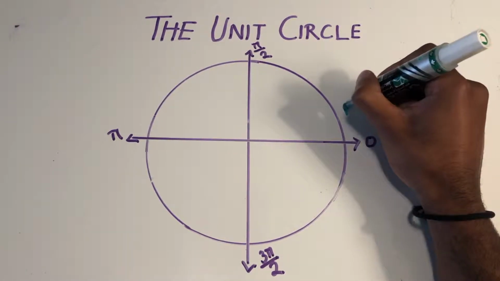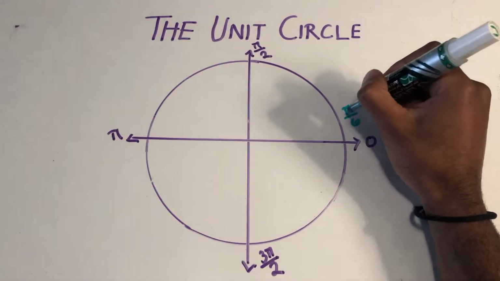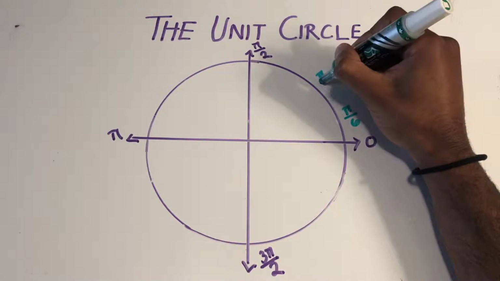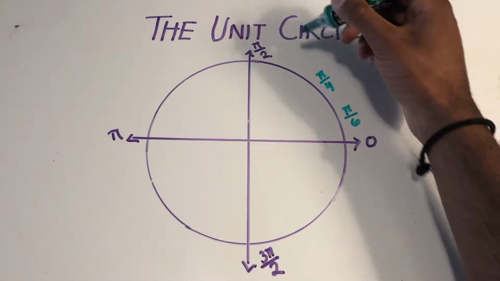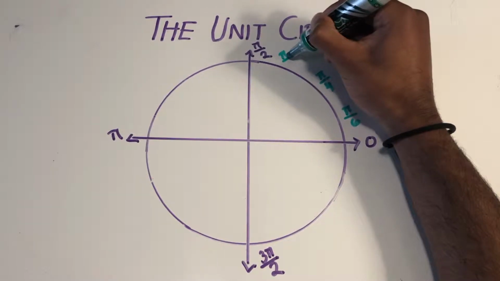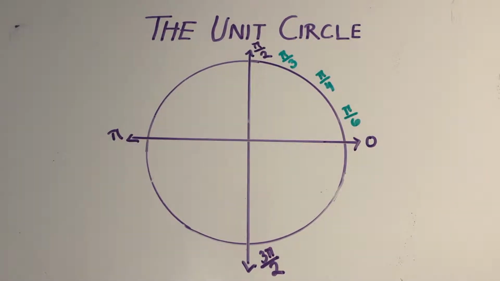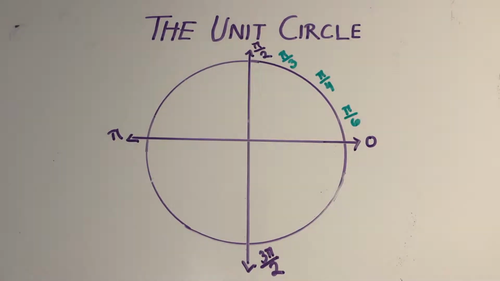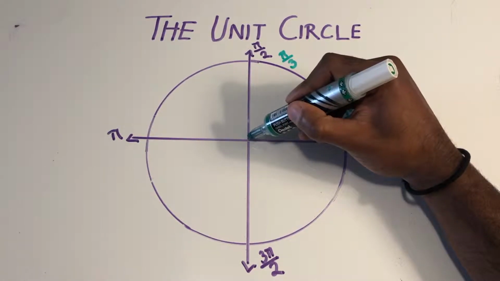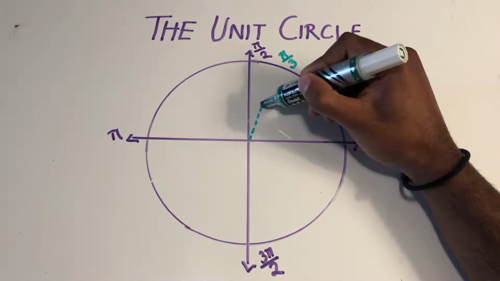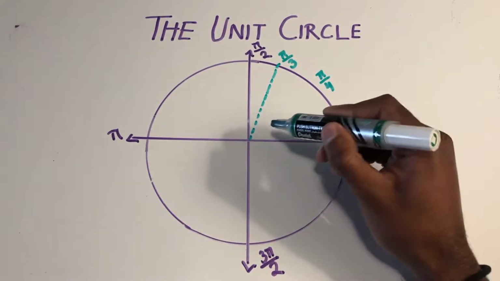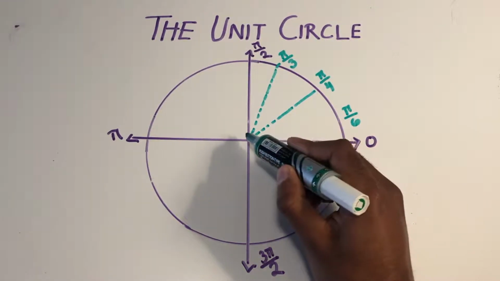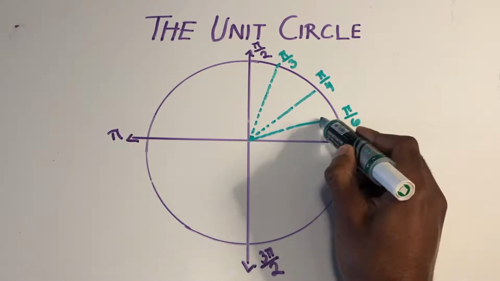So let's begin by writing pi over 6, which stands for 30 degrees. Then we have pi over 4, which stands for 45 degrees. Then we have pi over 3, which stands for 60 degrees. And we all know that the unit circle has a radius of 1. So I'm going to go ahead and connect this line to pi over 3. And then I'm going to connect another line to pi over 4. Then I'm going to connect one more line to pi over 6.